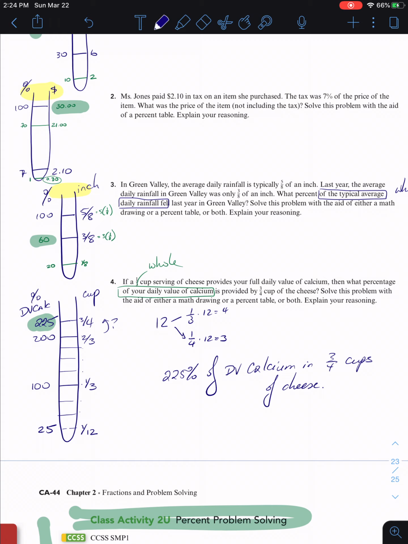Now, is that more than the daily value that you should be eating? Yes, it's actually more than twice. But that's fine, because we were able to extend our thermometer to go well above 100%, so we were able to solve that problem.